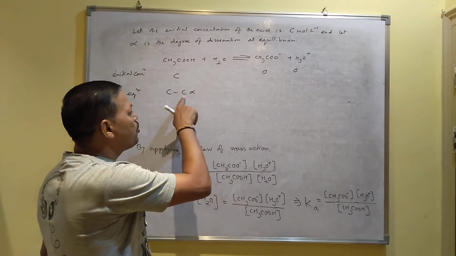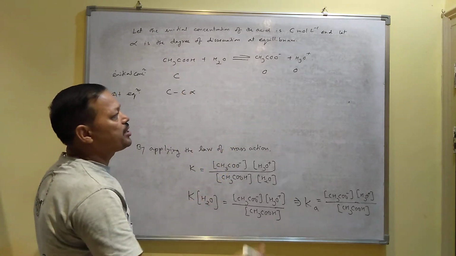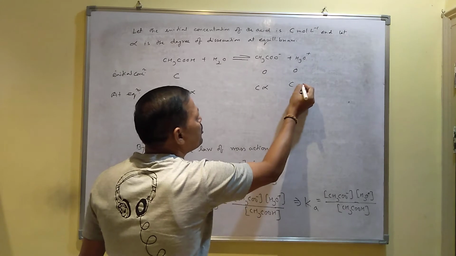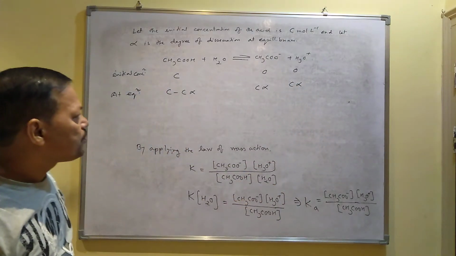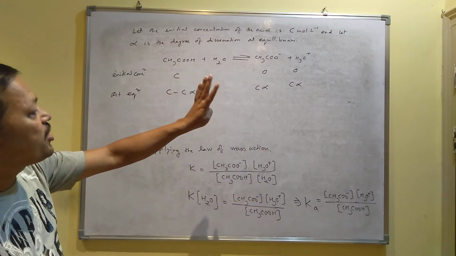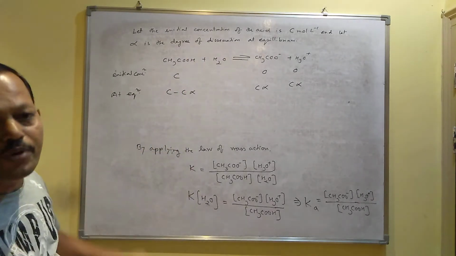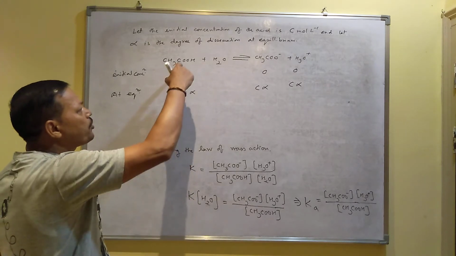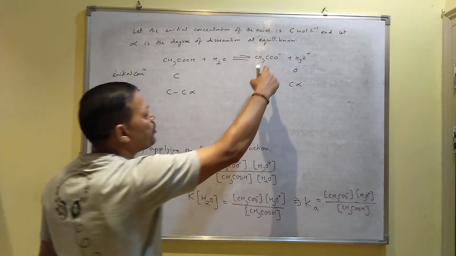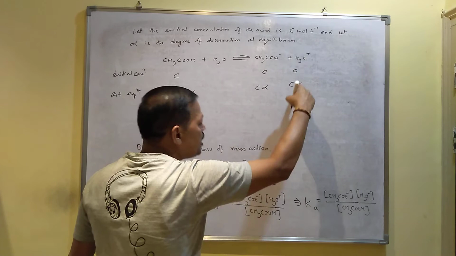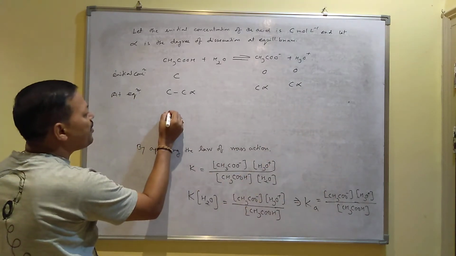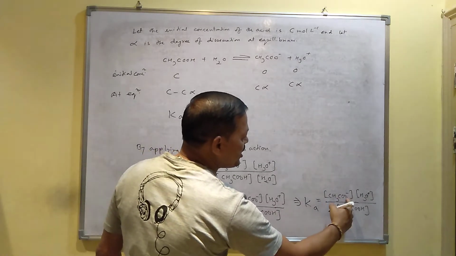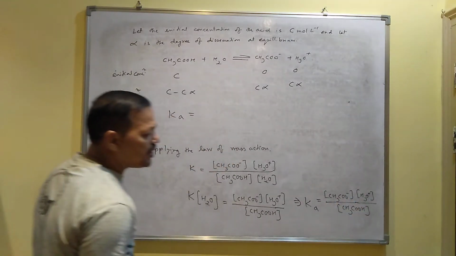Since C alpha undergoes dissociation, that is why the concentration of acetate ion will be C alpha, and the concentration of hydronium ion will be C alpha. So in this way you can find out the concentration of the reactants and products at the equilibrium state if you know the degree of dissociation. Now you have got the concentration of acetic acid, acetate ion, and hydronium ion. So now you can find out the value of Ka. Ka is equal to the concentration of acetate ion times hydronium ion divided by the concentration of acetic acid.